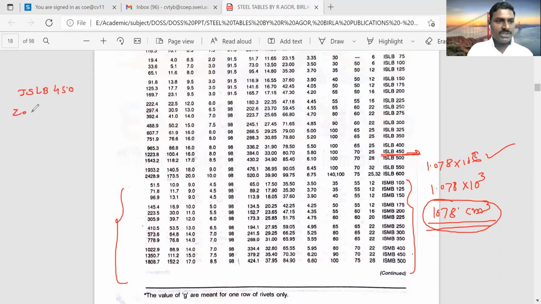So how much is the value of ZE, that is ZXX? How much now here? 1223.8. This is in centimeter cube. It means if you multiply by 10 raised to 3, this will be in mm cube. Are you getting? So now again calculate the width of flange. This is required. Then thickness of flange is required. So find these values.